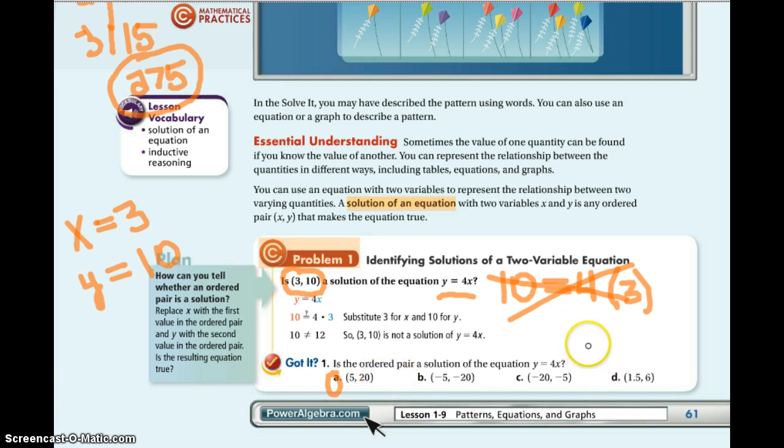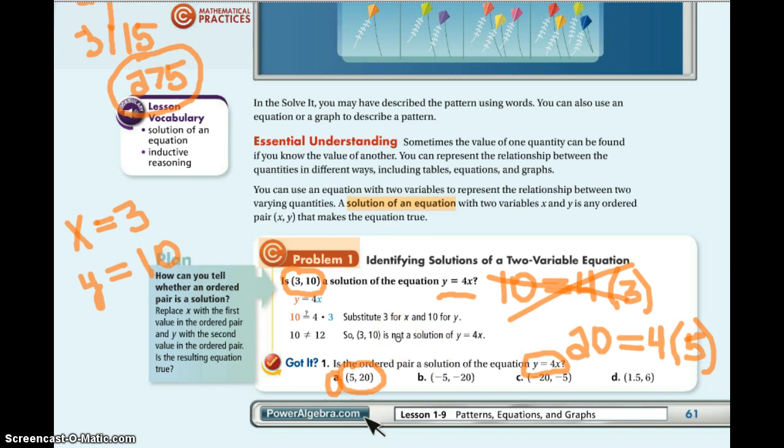Well, when I set that up, remember, the second number is your y. So it would go 20 is equal to 4 times x, which was 5, because remember, it always goes x comma y. So is this a true statement then? When I take the numbers and substitute them in, 20 is equal to 20, so therefore it is a true statement. So 5 comma 20 is a solution to y equals 4x.